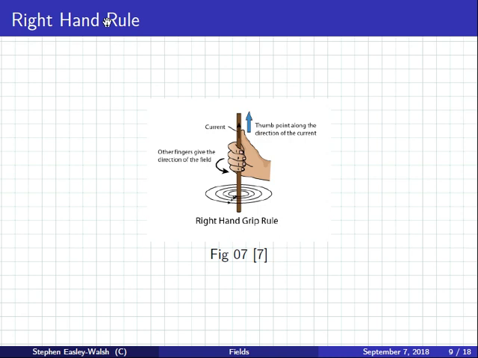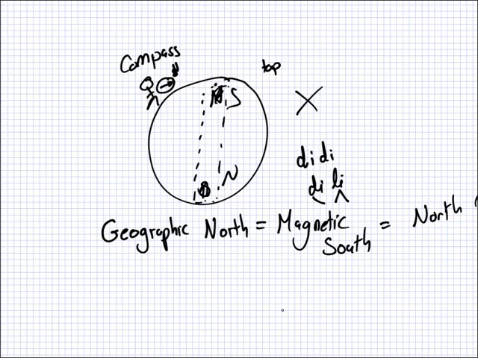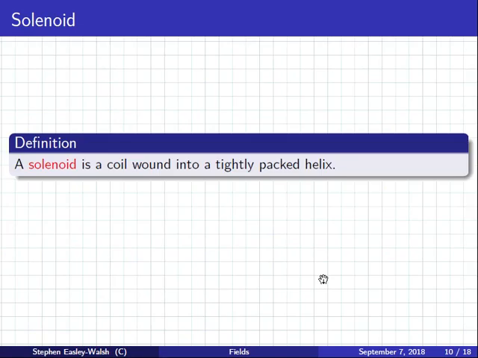Right. Next, the definition of a solenoid. A solenoid is a coil wound into a tightly packed helix. Do you know this word helix? It's the name of this shape. We call that a spring. Yes, like a spring. The shape is a helix. Okay.